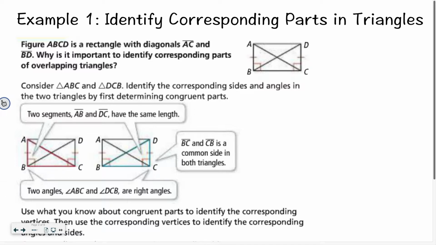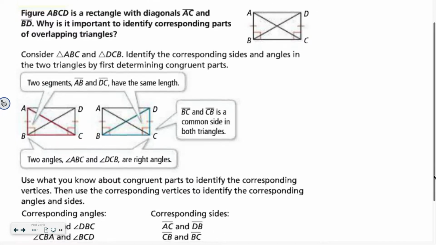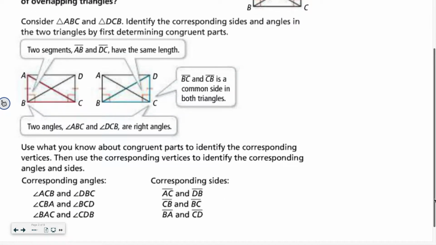If we look at this, I can break that rectangle up into a couple of different triangles. So if I consider triangle ABC and triangle DCB, ABC is highlighted red, DBC is highlighted blue. Let's practice identifying the corresponding sides and angles between the two triangles by first figuring out our congruent parts.